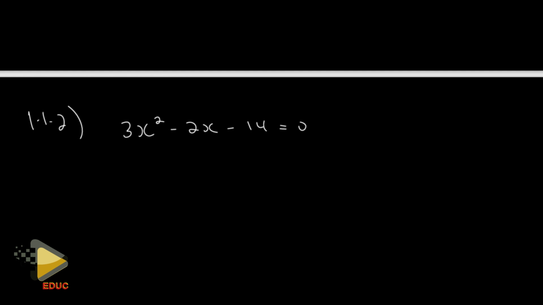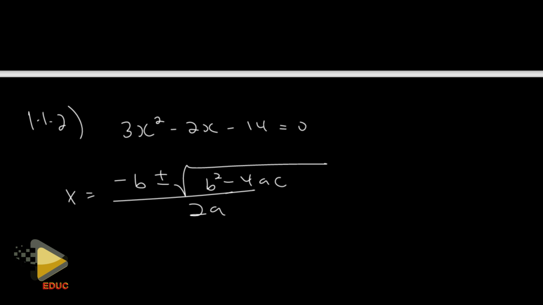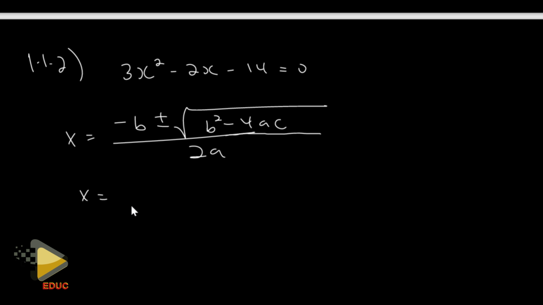Perfect. So from the quadratic formula, we know that's negative b plus minus square root of b squared minus 4ac, all over 2a. Please start by writing down this formula, okay, before you do the substitution, because I've seen learners that just straight away use their calculators and only write the answers. You're going to lose marks for that. So from here, we can see that our a is a 3, our b is a -2, and then our c is a -14. Let's do the substitution.